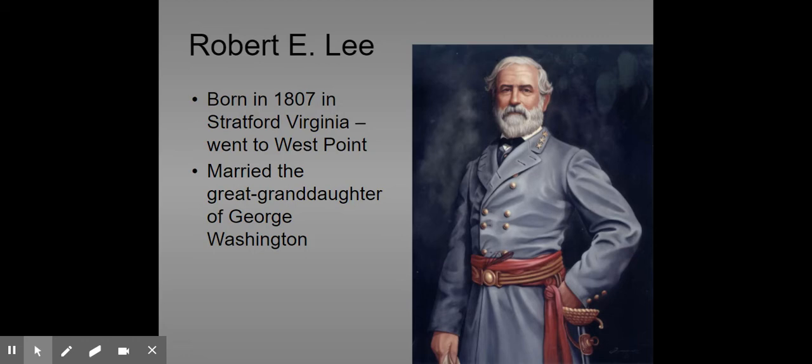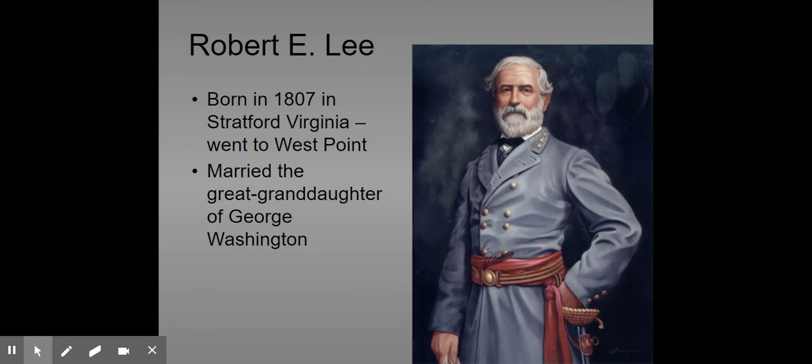As such, Lee inherits Arlington House. Arlington House is in Arlington, really close to DC. If you've ever been to Arlington National Cemetery, it's the big house. It's called the Lee Mansion. It sits on top of the hill. Lee at one point in time owned that house. He inherited it when his father-in-law passes away.